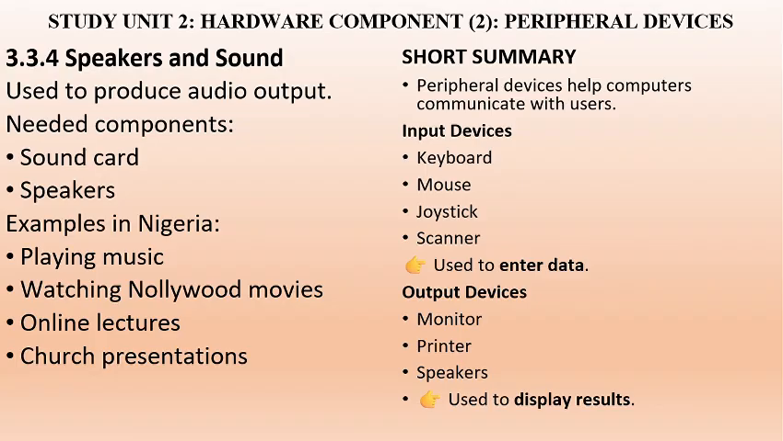Under this short summary, we talked about the peripheral devices in our last class, and I said peripheral devices help computers to communicate with users. I gave an example with our brain: the brain is the central nervous system, and the other parts like the hand, the ear, the nose, the mouth, your fingers, are the peripheral devices that help your body to communicate well.